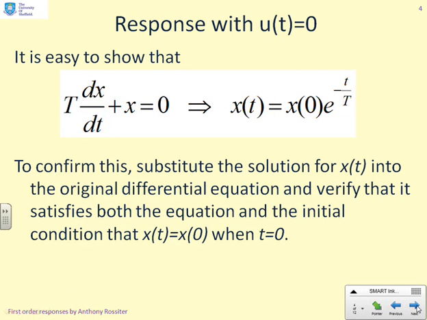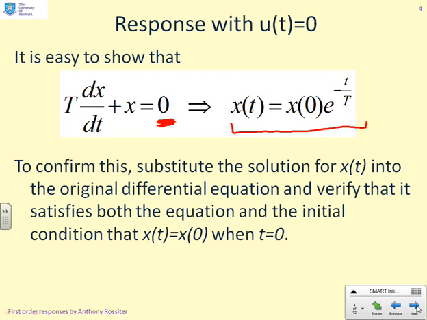So next, let's look at a first order model where you have got no input on the right hand side. So you'll see the right hand side has now become 0. So I've got T dx/dt plus x equals 0. And what we want to recognise is the solution to this differential equation is given as x(t) equals x(0) times e to the minus t over capital T, where little t is time.